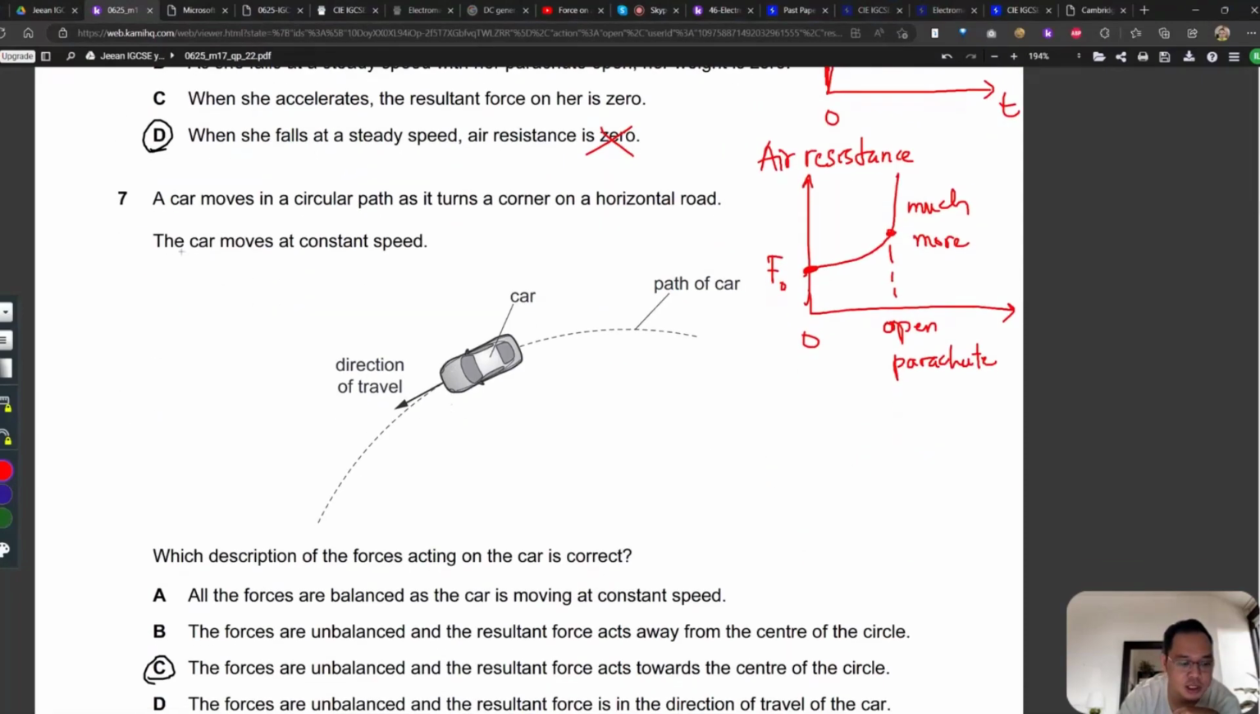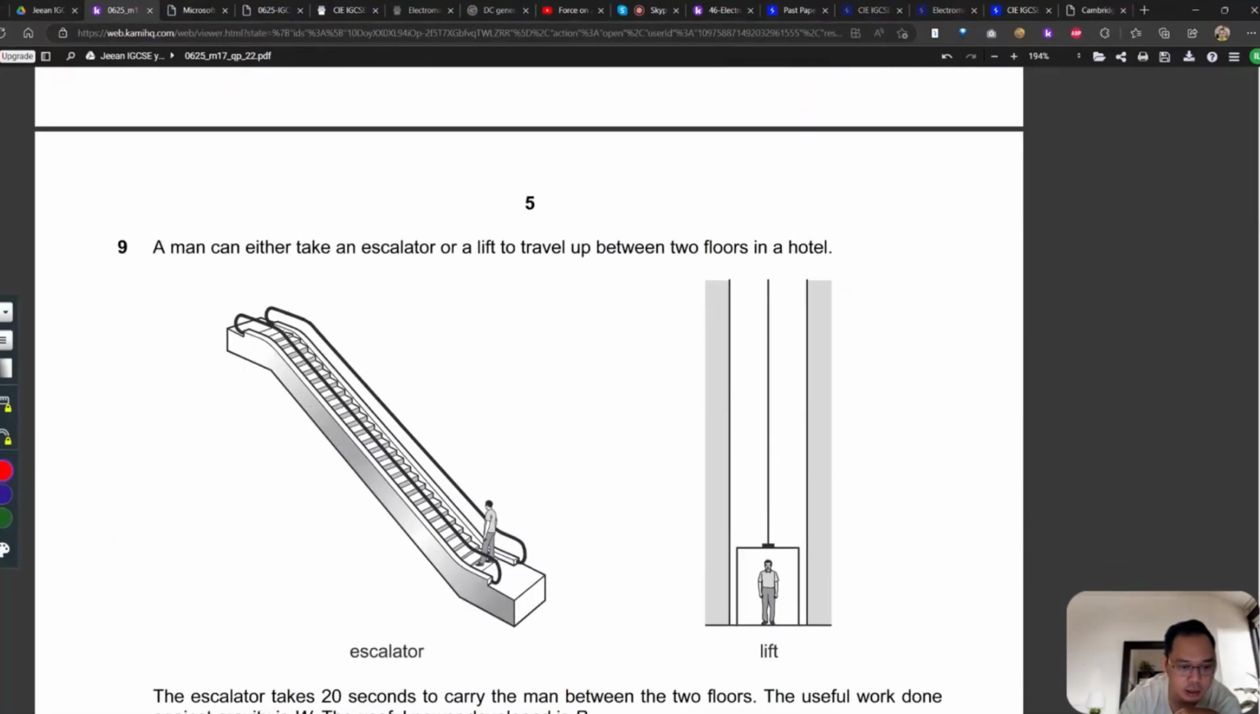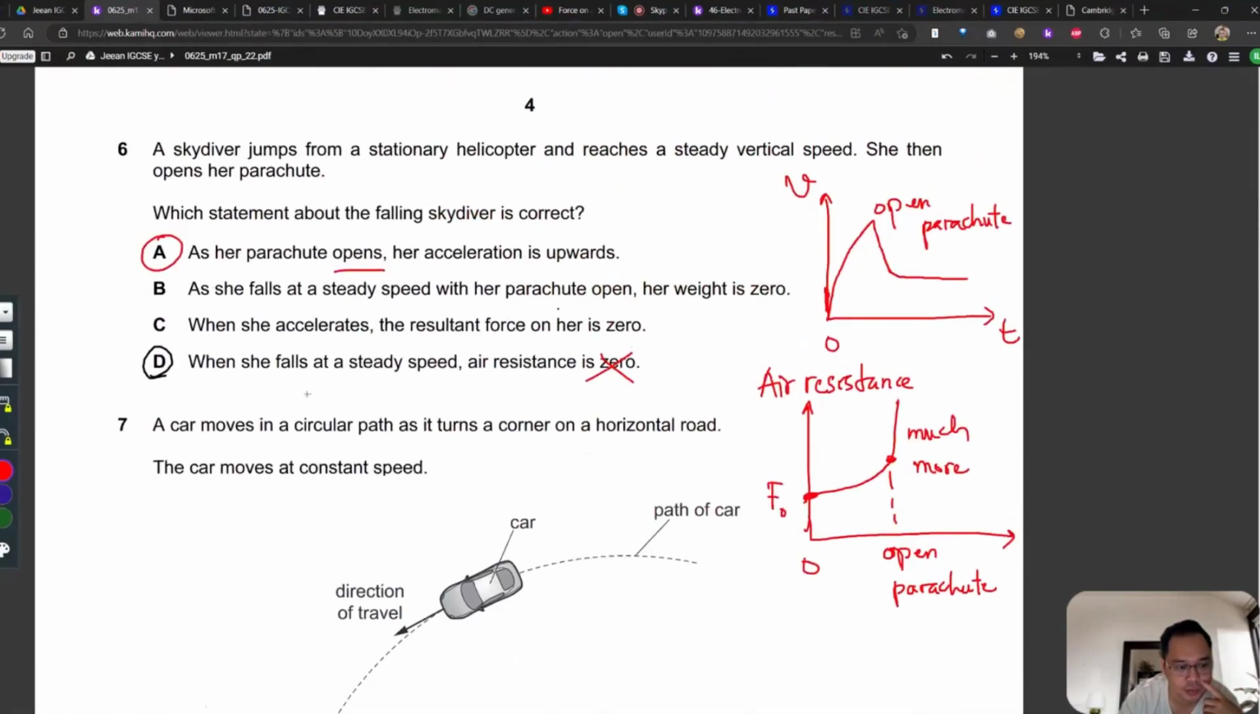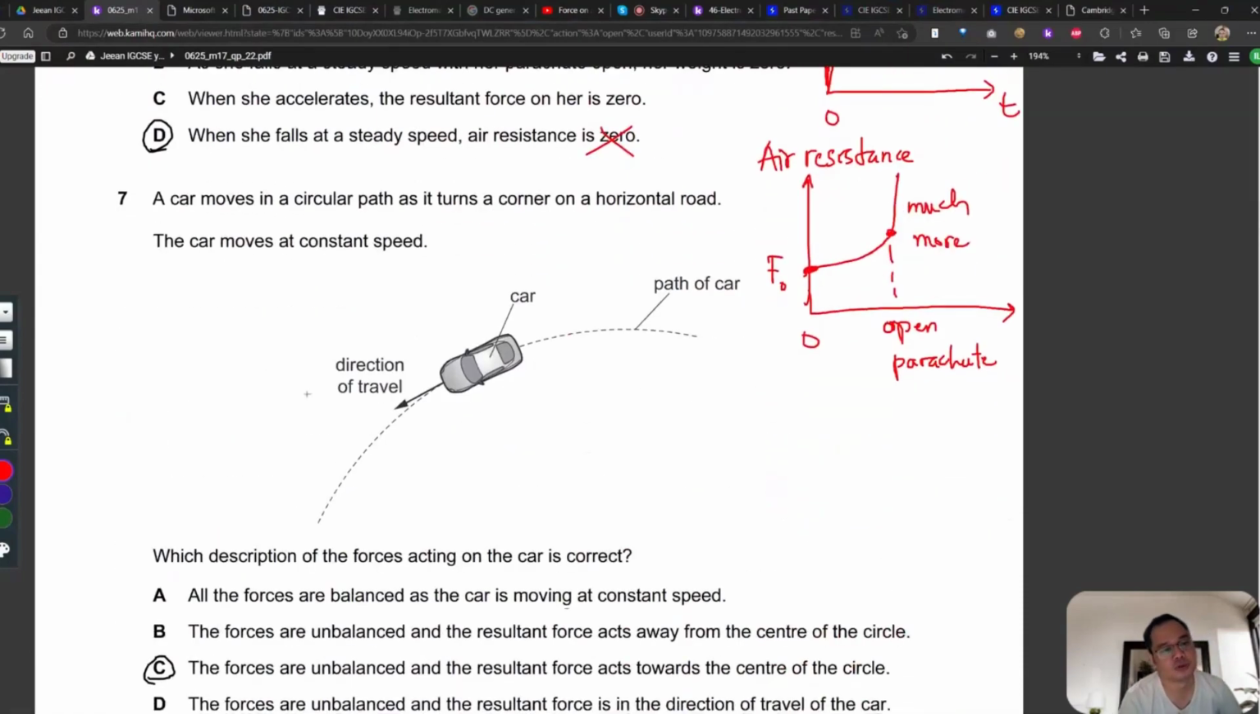Okay, let's do a final question, 7, and 8. A car moved in a circular path. It turned a corner on a horizontal road. The car moves at constant speed. The description of the forces acting on the car is correct. The forces are unbalanced. Yes, it is unbalanced, and the resultant force acts towards the center.